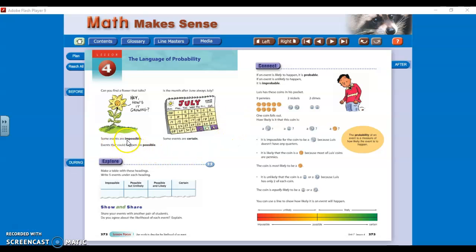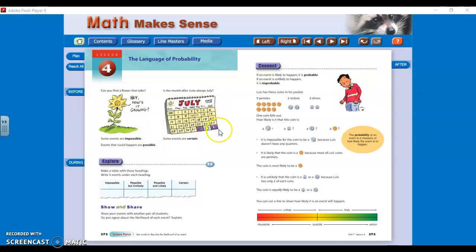The first words are impossible, possible, and certain. You should know what these words mean. Impossible means it's never going to happen. Possible means that it could happen. And some events are certain, so it is going to happen.